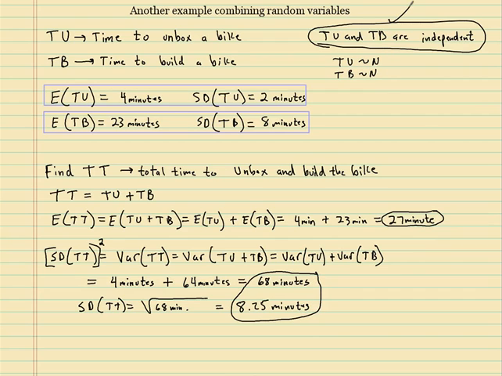And I'm going to do one more quick example. Before I do that, I want to say that these were normal. The times followed a normal distribution. The next one's going to follow a normal distribution too, and I'll use it a little more.